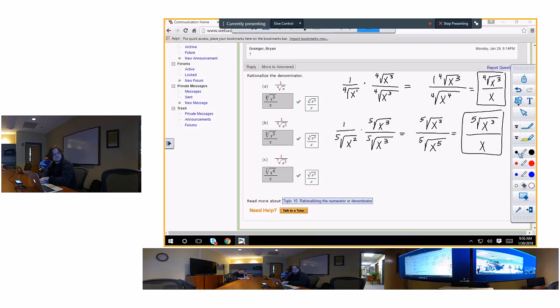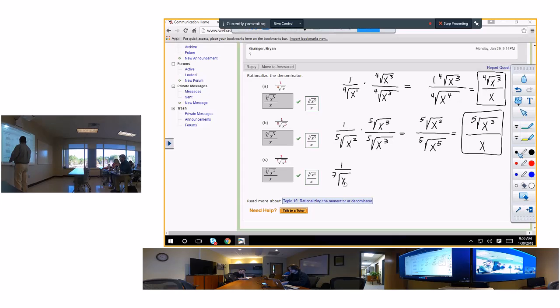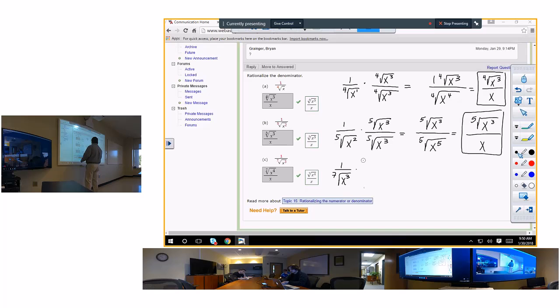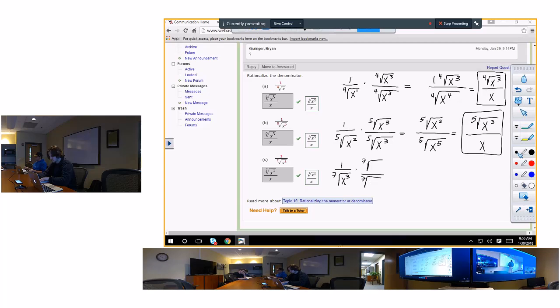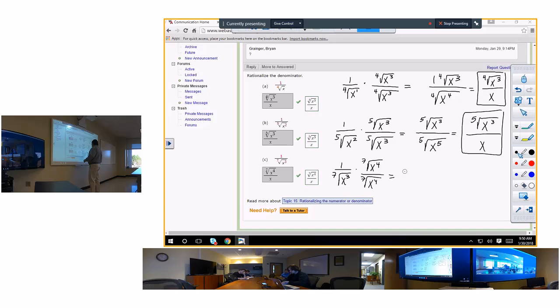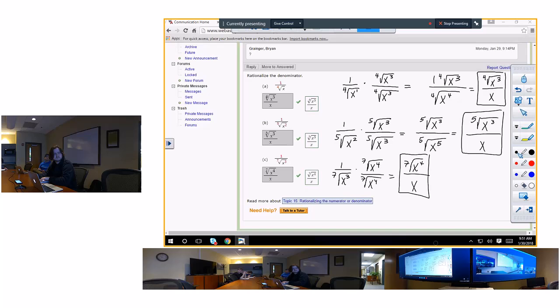So, 1 over the 7th root of x to the 3rd, going to multiply by the 7th root of what? X to what? 4. And that's going to be equal to the 7th root of x to the 4th. And what's the 7th root of x to the 7th? X. And that's how you do those.